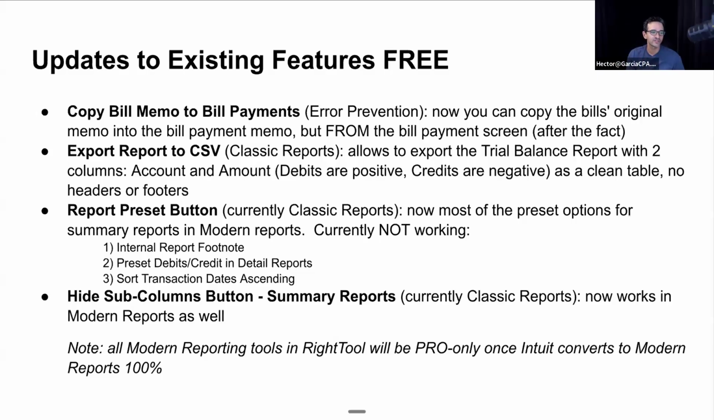On export to CSV, we have one specific user in the Facebook group that told us that for importing data into, I think it was some sort of tax software, they needed a trial balance. Instead of importing as account, debits, and credits, it would do account and amount, and debits and credits will already be resolved as a positive or negative. So that's a pretty interesting one too.